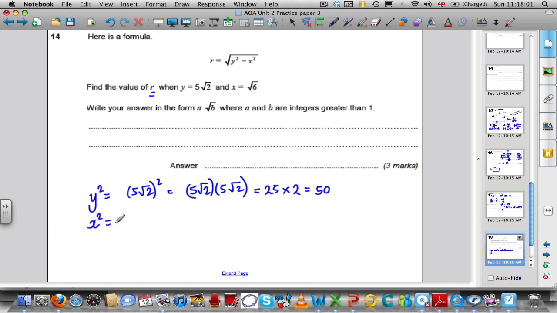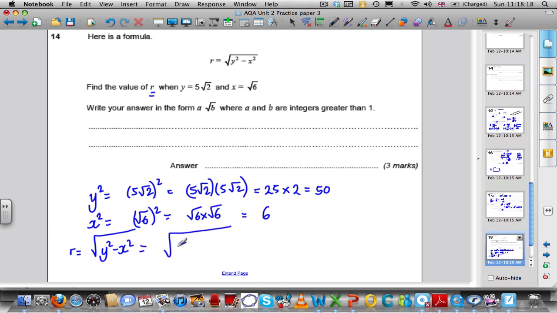What's x squared? Well, it's root 6 squared, which is root 6 times root 6, which is root 36, or 6. So r, being the square root of y squared minus x squared, is therefore the square root of 50 take away 6, which is the square root of 44.